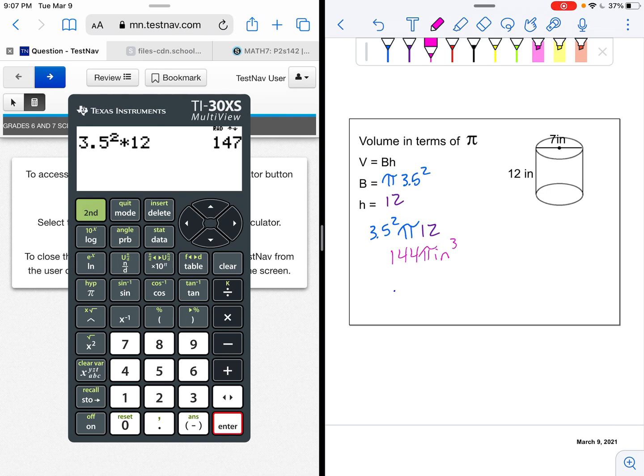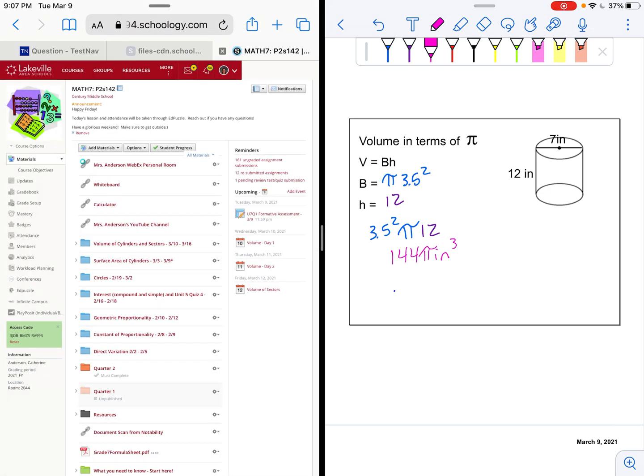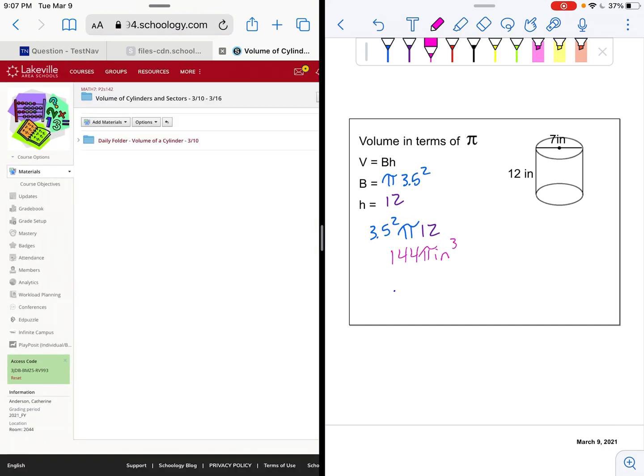So let's come over here and look at our homework. Here's your home page. It's under the cylinders right here. That's the new concept that we're going for. Here's volume of a cylinder.